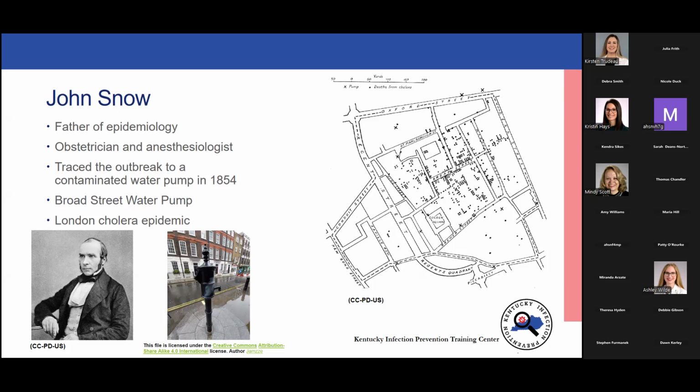And so this was really one of the first times where you were able to map out a disease and see the cases on a map and then correlate it back to a source. And because of that, John Snow has really contributed a lot to the founding of epidemiology. And you can see here the water pump is actually still there. It has been moved a couple streets over to where John Snow lived, but that is the water pump.